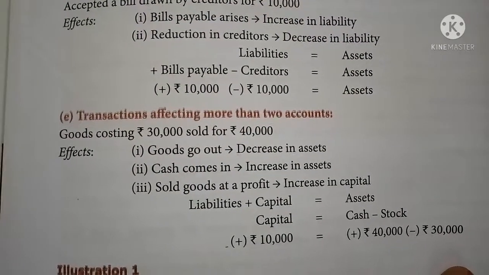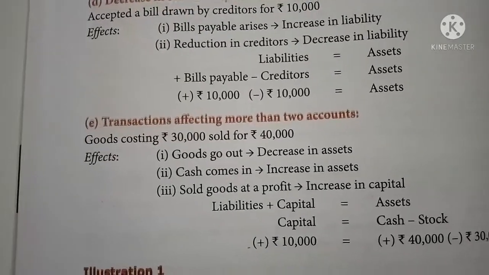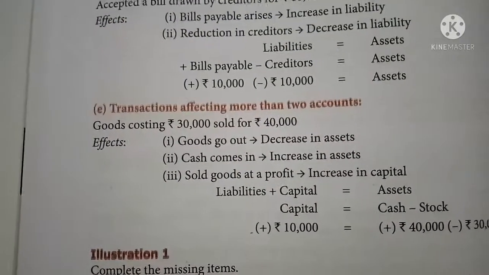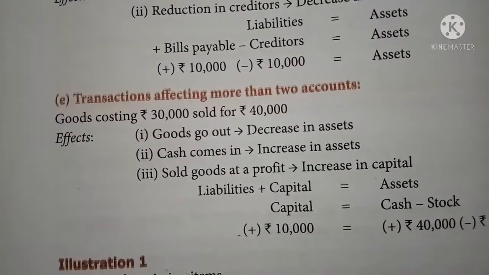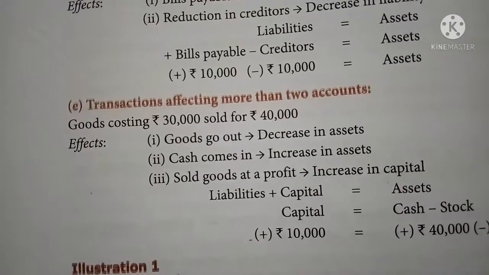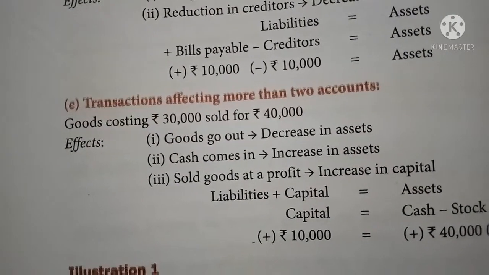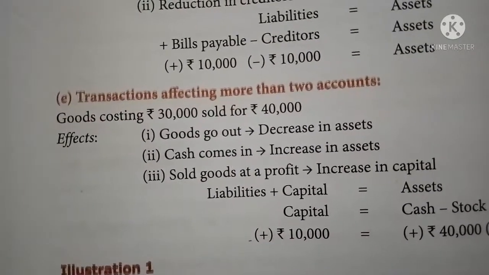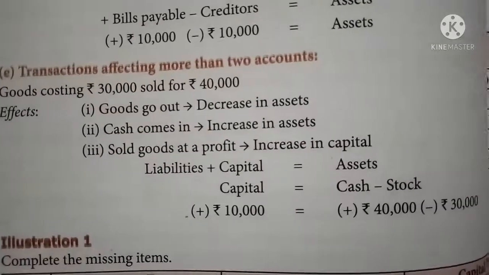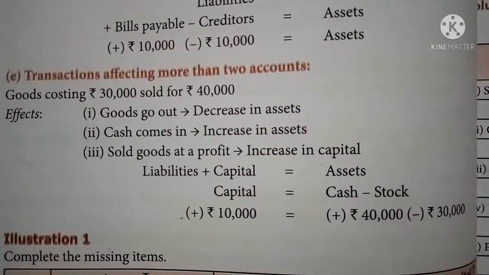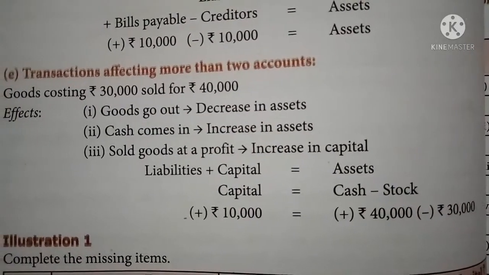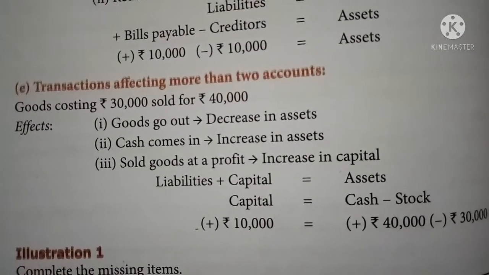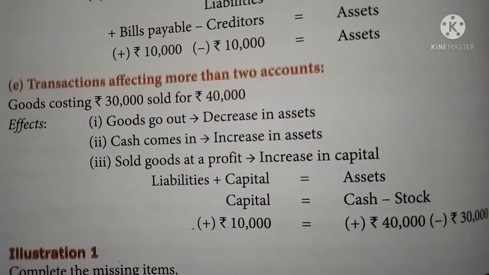So in this example sum, three accounts are affected. Three accounts, even though there are two aspects, this transaction will affect three accounts. That is an asset account, and also the capital account, and one more asset account, that is stock. Cash is an asset, stock is an asset, and capital is a liability, because the financial obligation of the business to the owner will increase.